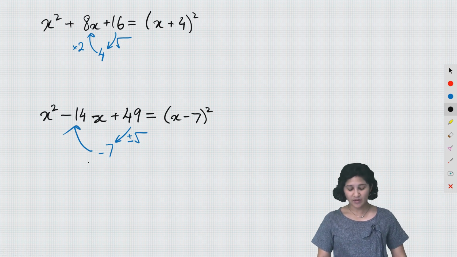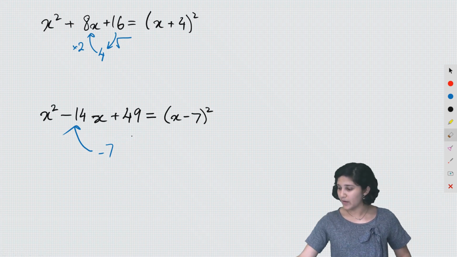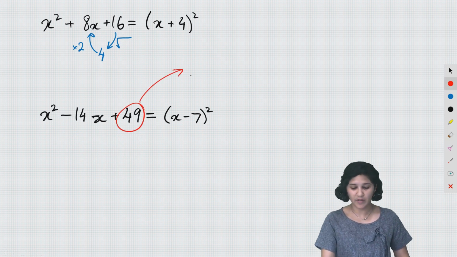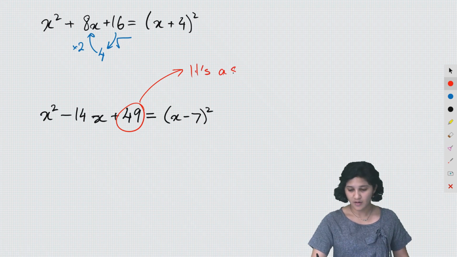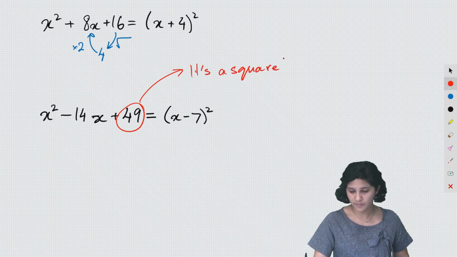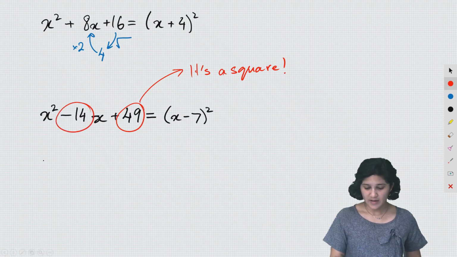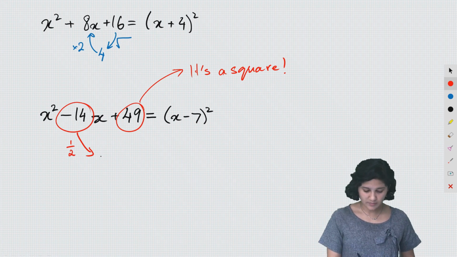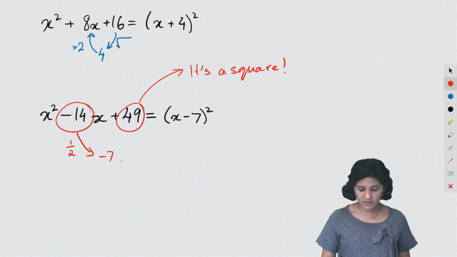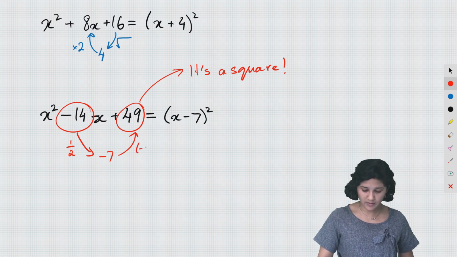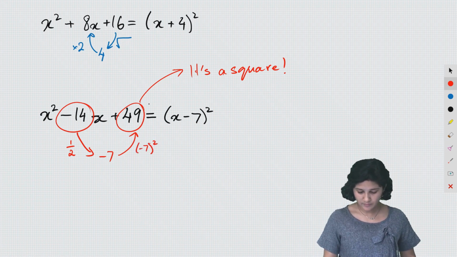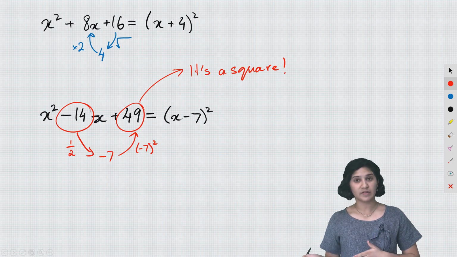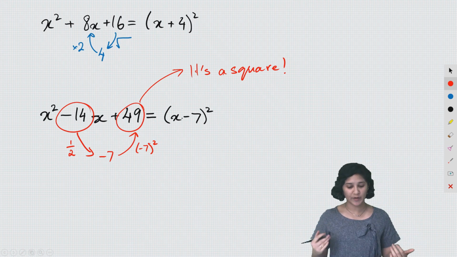Okay? So another way you can think about it is notice that this is a square number. Then look at this number and say, what's half of it? Negative 7. What's negative 7 squared? Still positive 49. So it's x minus 7 squared. That might be a better way to go about it.